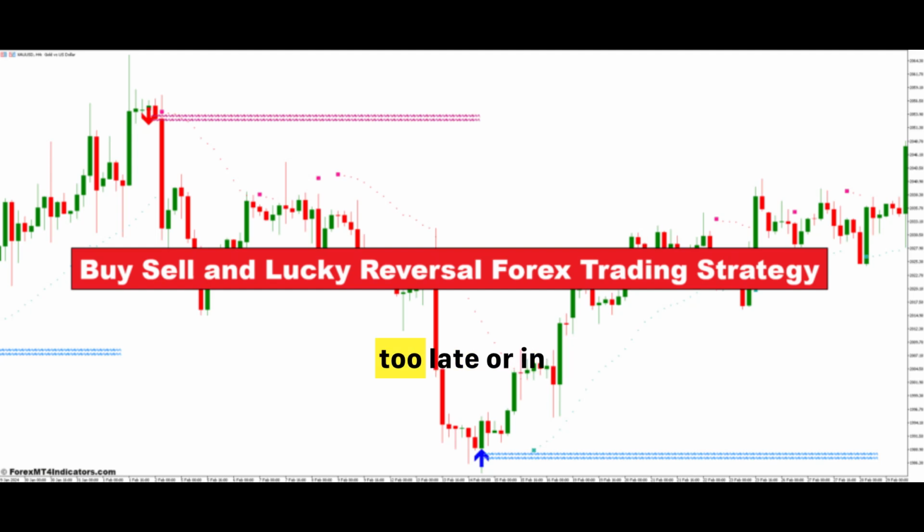Ever enter a trade too late or in the wrong direction? What if you could spot reversal zones with precise buy-sell arrows and catch the next big swing early? Today I'm breaking down a clear reversal strategy that gives you actionable entries and exits without guessing.